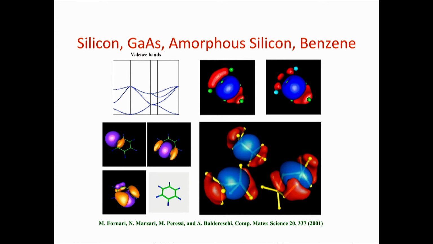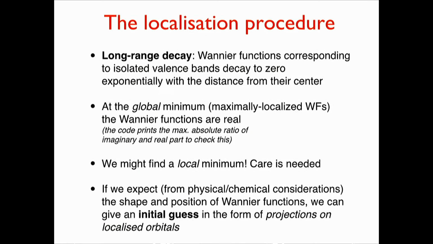Okay, so you do this, you compute this MMN, and if you minimize the spread, you get something which has the shape of a localized function. Here I show just some few examples. You have benzene here, you have amorphous silicon, and then silicon and gallium arsenide in the crystalline phase. Later in the exercises, you will see silicon, for instance. What you get, these Wannier functions are really, so these are, oh, sorry.